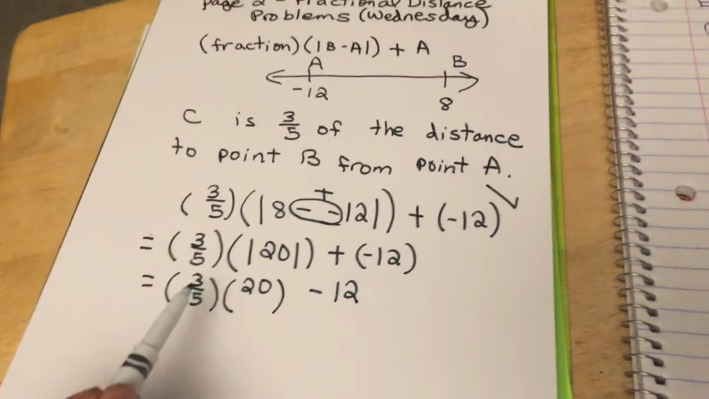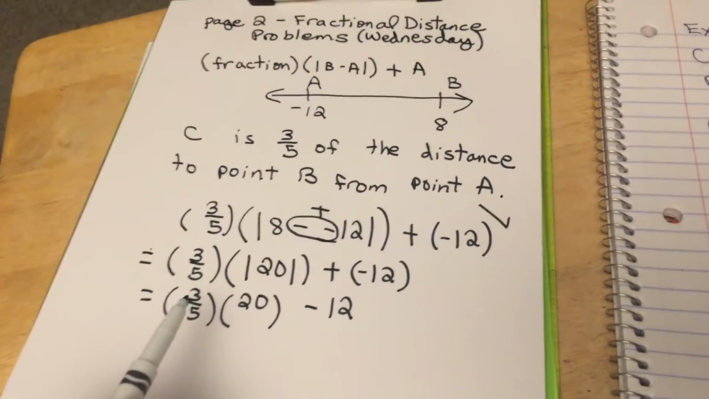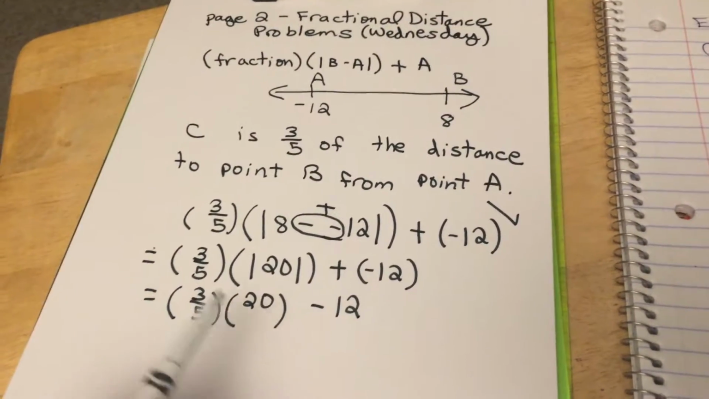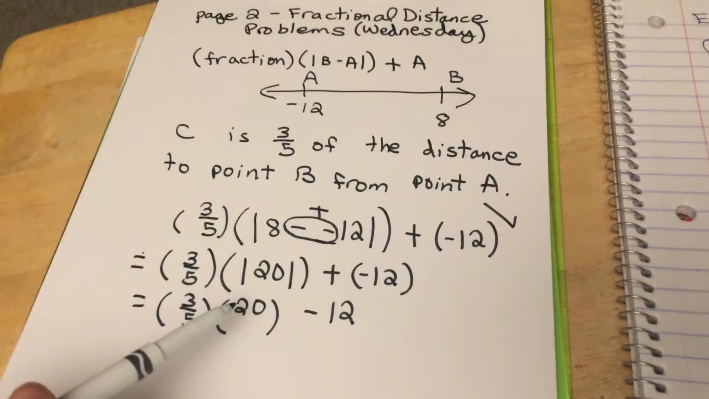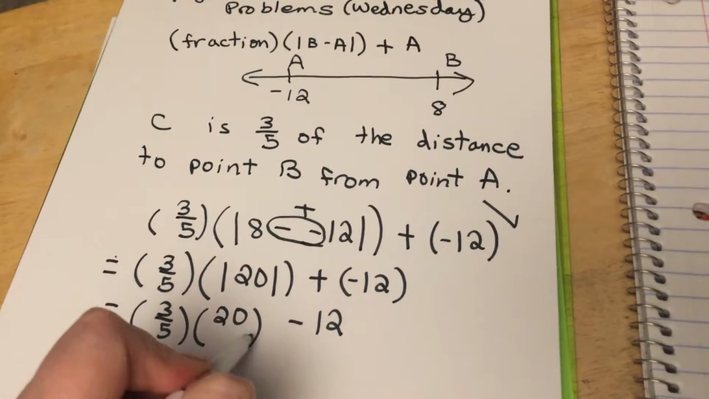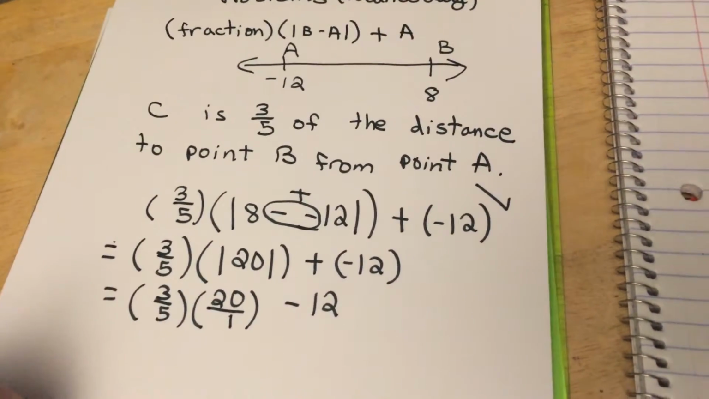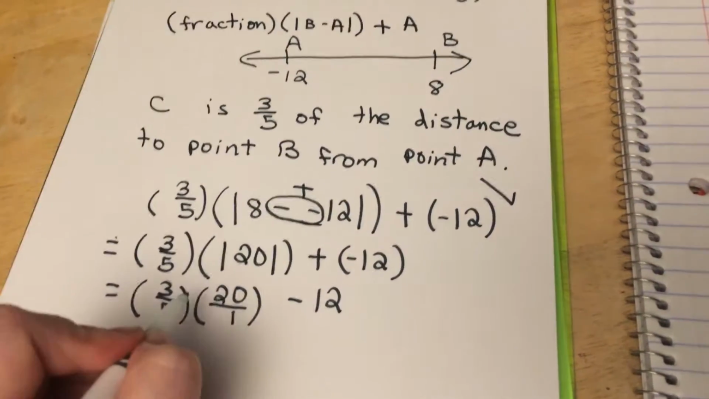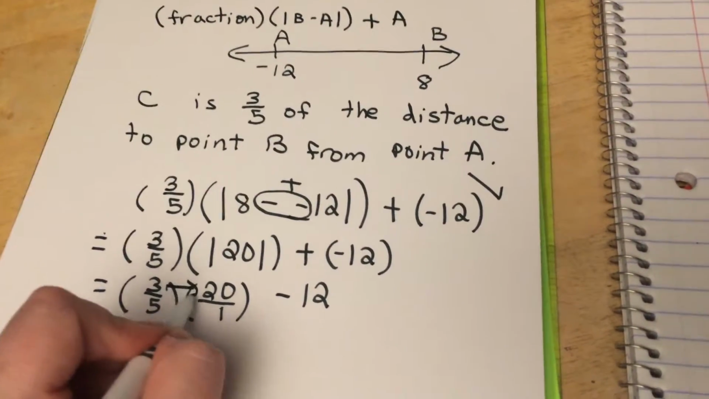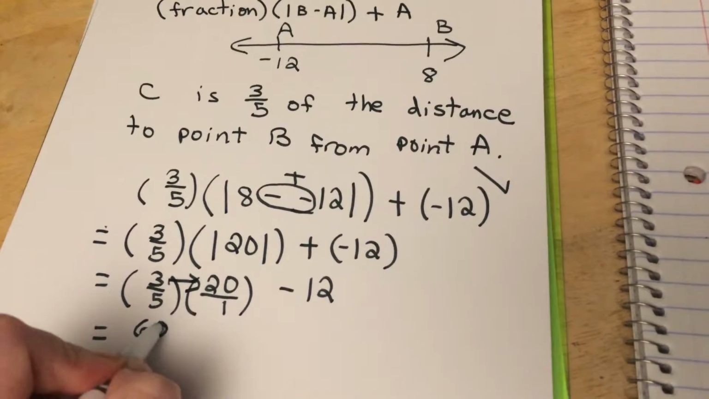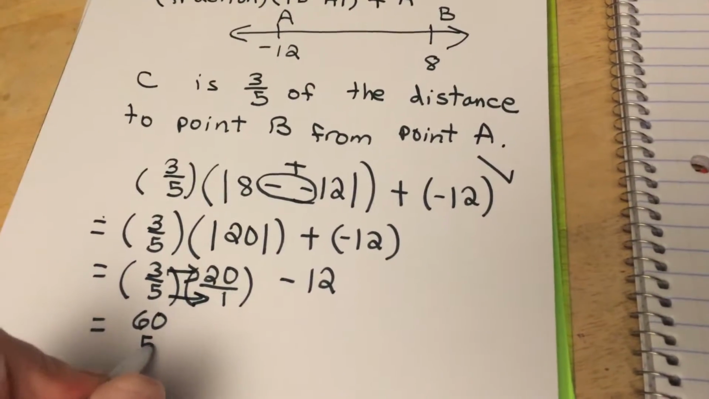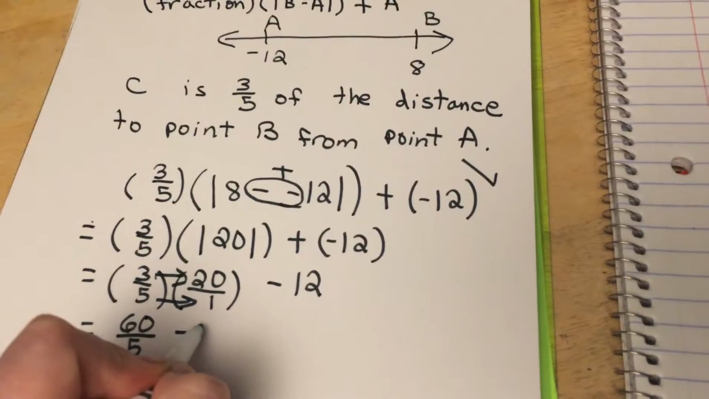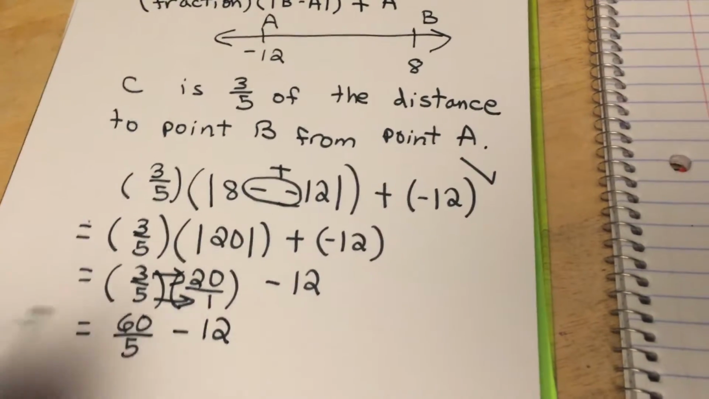Now remember, when we're multiplying with fractions, we want to have both values to be fractions. And to make our whole number of 20 a fraction, all we need to do is just put it over 1. Okay? And remember, when we multiply fractions, we multiply straight across. So 3 times 20 is 60, and 5 times 1 is 5. So we have 60 divided by 5 minus 12.